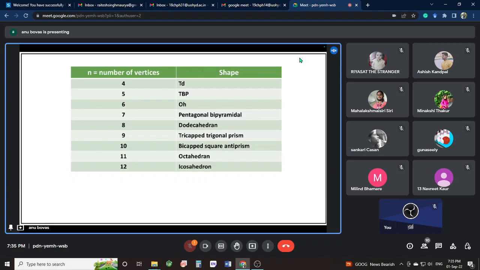In order to know that, we just need to know this particular table. Based on the number of vertices, we can directly get the shape. No need of any further calculation or any other formula. From the number of vertices, the shape is directly obtained. For example, this one, which we already wrote as B12H12 2 minus, means N equal to 12 here. So the shape will be, according to the table, icosahedron.